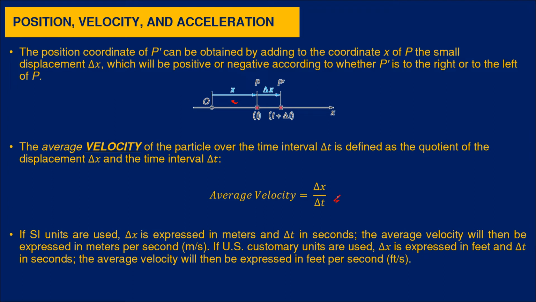As for the units, the units used are meters and seconds if it is SI, the international system. Now if US customary units are used, delta x will be expressed in feet and delta t in seconds, and the average velocity will then be in feet per second.